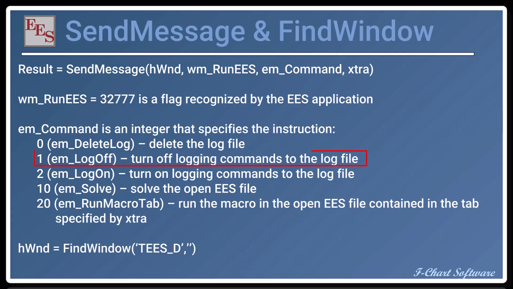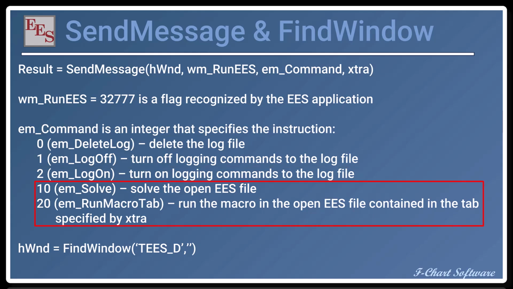The next one is a 1, which is the code for log off, and that turns off logging if you don't want to log the commands to the log file. And then a 2, which is log on, creates the log file if it doesn't already exist, and starts logging to the file.